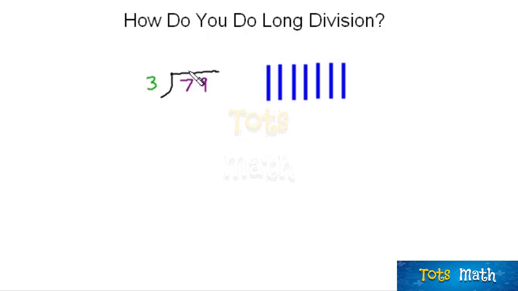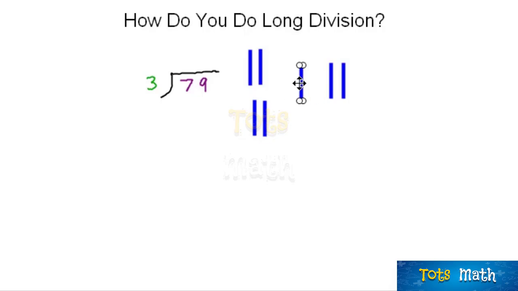Our next problem is 79 divided by 3. And the number 79 contains 7 tens. So I have 7 tens to the right of our problem. Our first step is to divide 7 tens among 3 friends. Well, the first friend can get 2 tens. The second friend can get 2 tens. The third friend can get 2 tens. And we have 1 ten left over. So each friend can get 2 tens. So we can show that by placing the number 2 in the tens column.